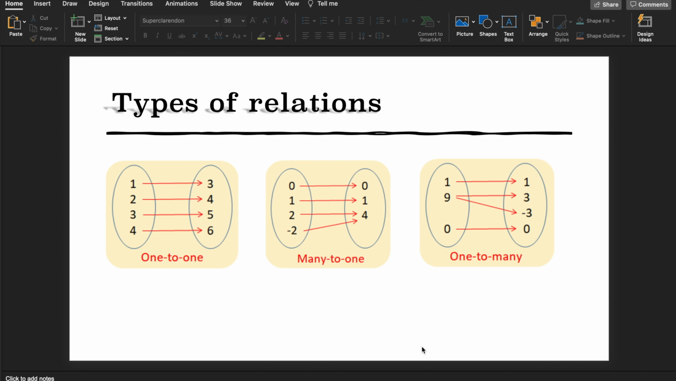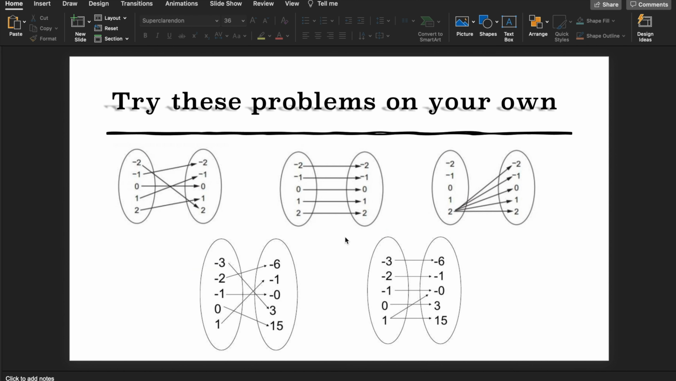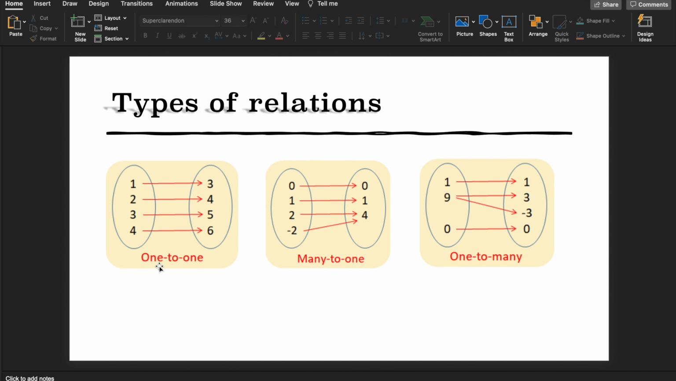Okay, the next part is types of relations or also functions. The first one is called a one-to-one. This would be a function because one value of x maps to only one value of y. I mentioned previously that this was a special type of function because of this. It's called a one-to-one function. The second one is a many-to-one, meaning many values of x can map to a single value of y.